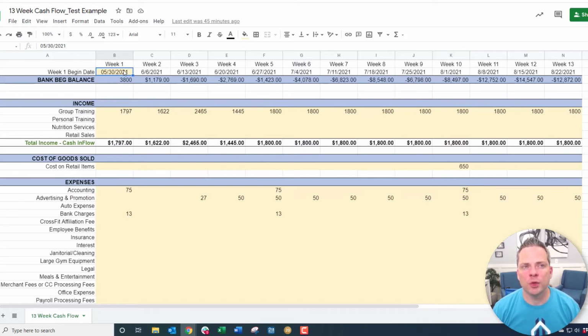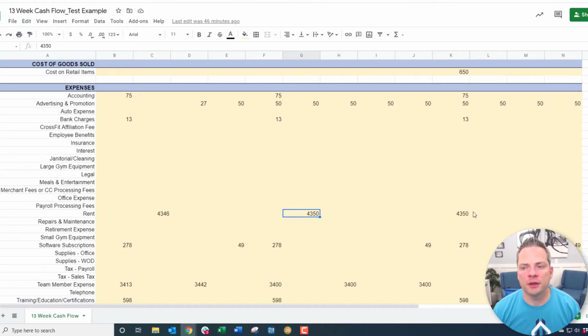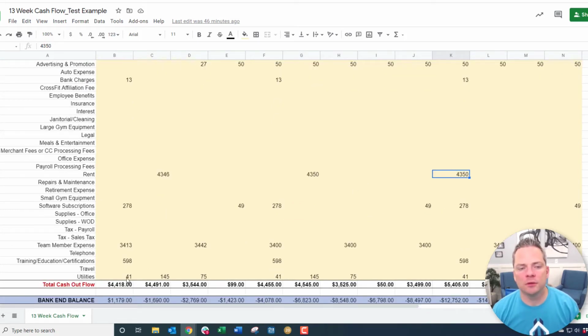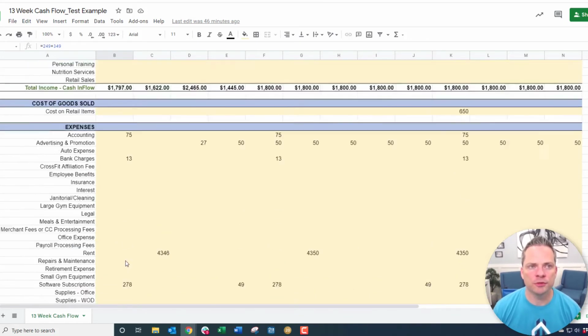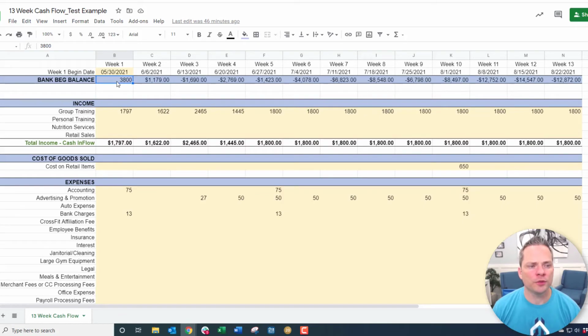So does that make sense? The week 1, they're using Sunday. You could use Monday, but we're just saying the week that follows May 30th. So every day that's in that week is included in this column. Advertising, these guys are deciding to spend $50 a week on advertising. Bank charges, $13 a month. They got some rent expense coming out. Some utility bills. Again, you can kind of see when they pay their team members every other week. And it looks like they have some monthly training education type of subscriptions that they're a part of. We start with the beginning balance.